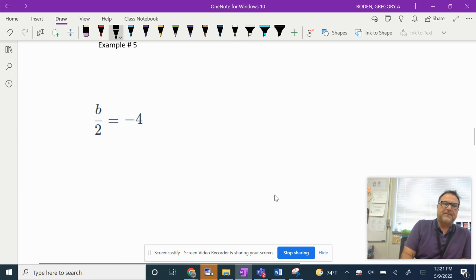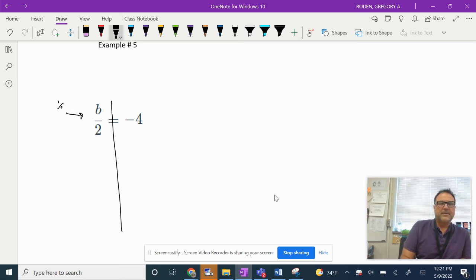All right, example number 5. Now, on example number 5, we're actually dividing by 2. Remember, a fraction bar means divided by. So how am I going to get rid of this fraction bar? I'm going to do the opposite. I'm going to multiply. In this case, I'm going to multiply both sides by 2.